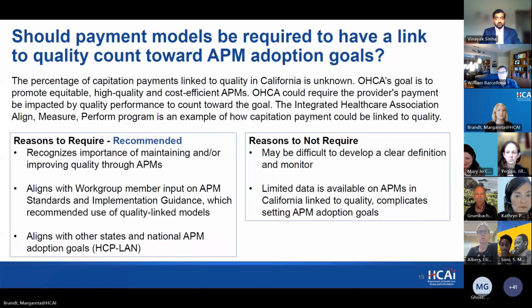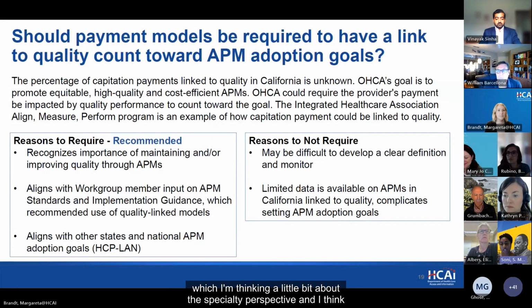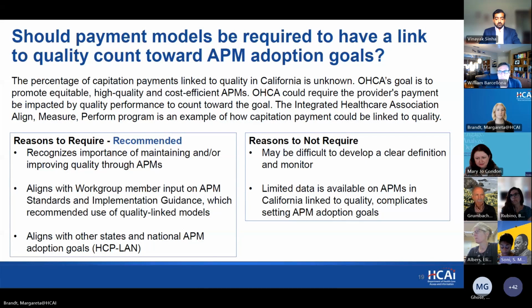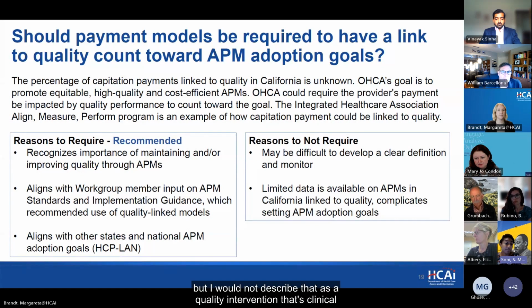Monica? Yeah, maybe this is like a bridging complementary comment, which I'm thinking a little bit about from the specialty perspective. I think there are absolutely spaces where you might have something that's not connected to quality, just to be frank. Site of care shifts, generics, biosimilars: these are all things where you might want to take away perverse incentives that currently exist in our model. But I would not describe that as a quality intervention.